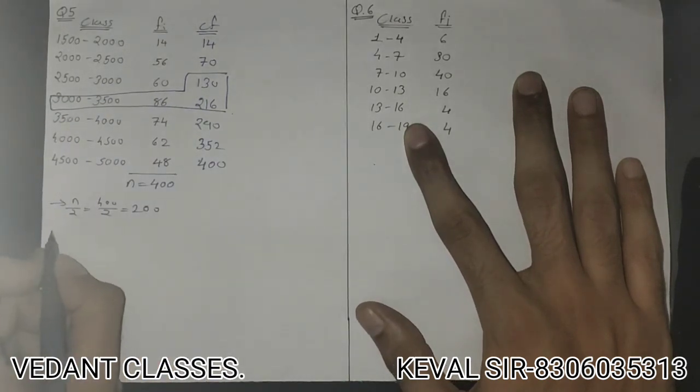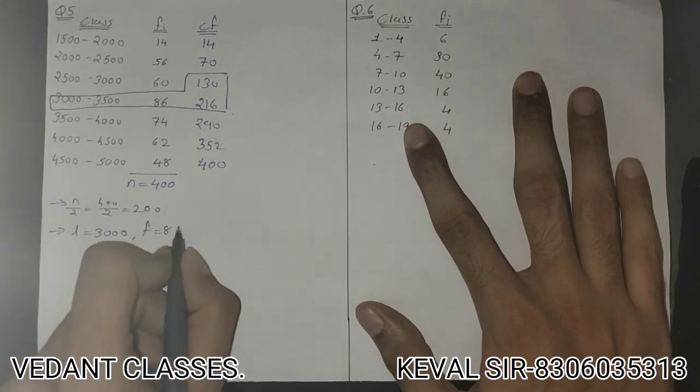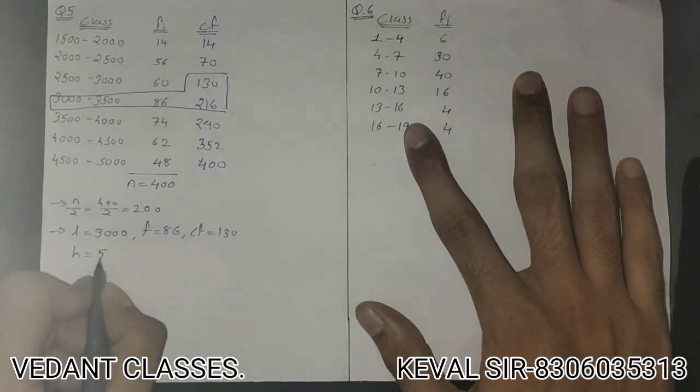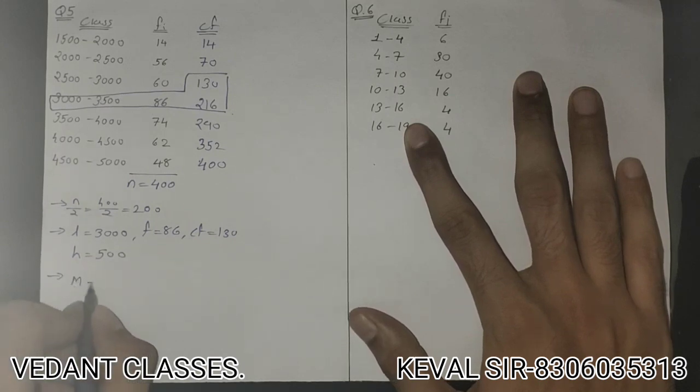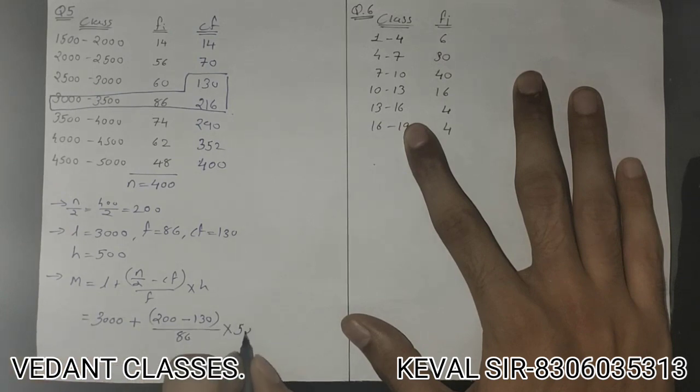Okay, so the value of L will be 3000, the value of F will be 86, the value of CF will be 130, and the value of H is 500. Okay, so now let's apply the formula. M is equal to L plus n by 2 minus CF upon F into H. The value of L is 3000 plus n by 2 is 200, minus CF, this will be 130. The value of frequency is 86 and value of H is 500. Okay, so this will be 3000 plus this will be 70 into 500. Here it will be 86.